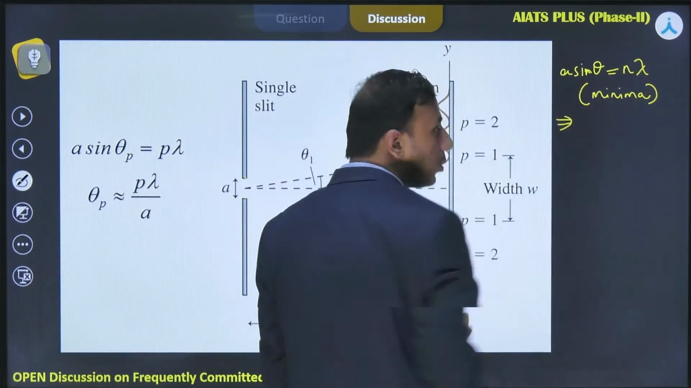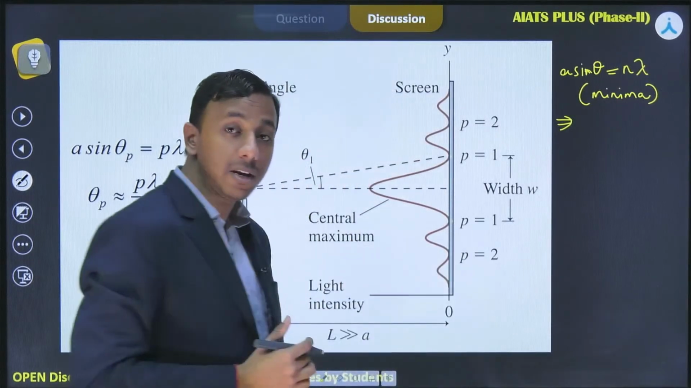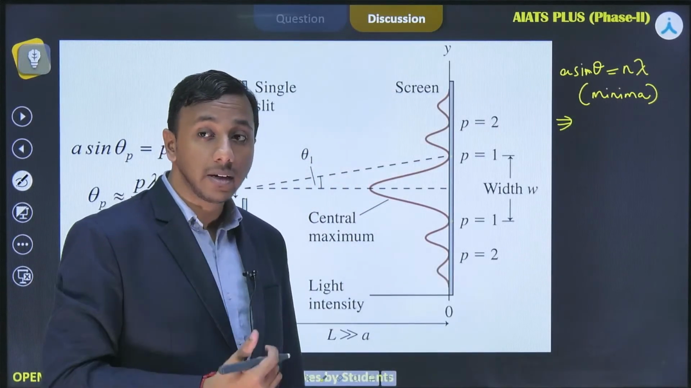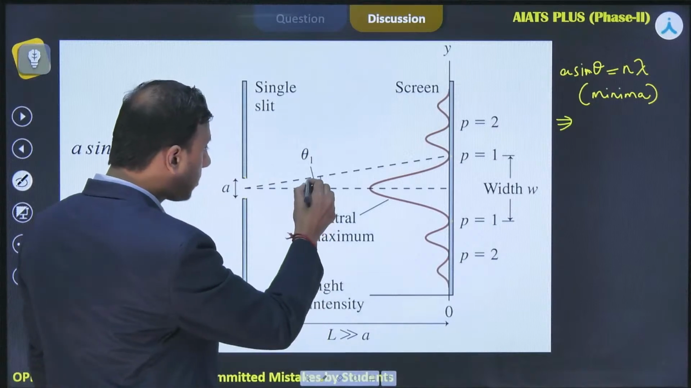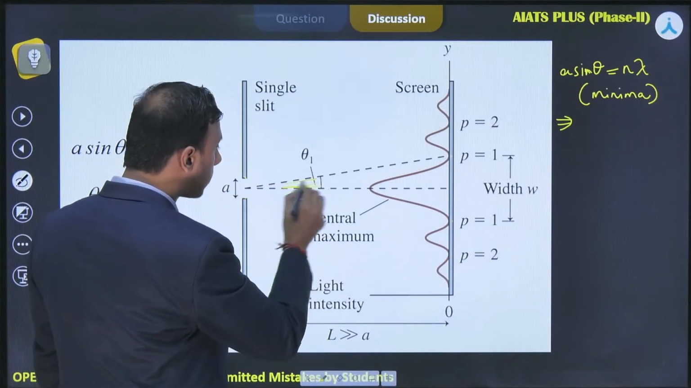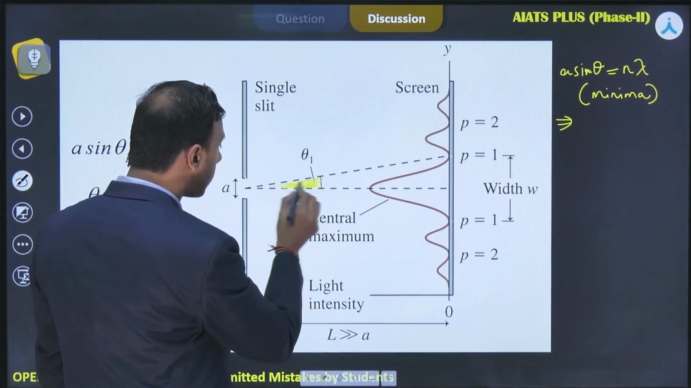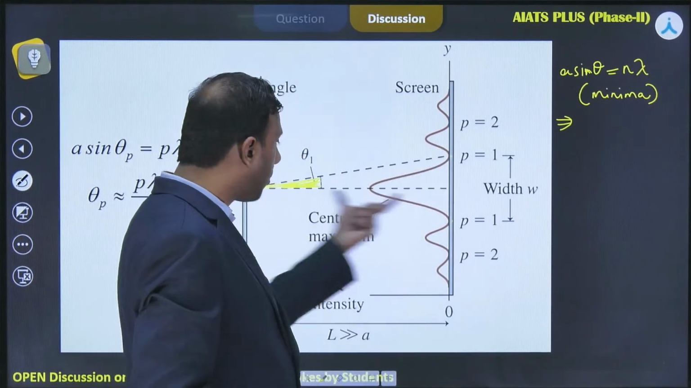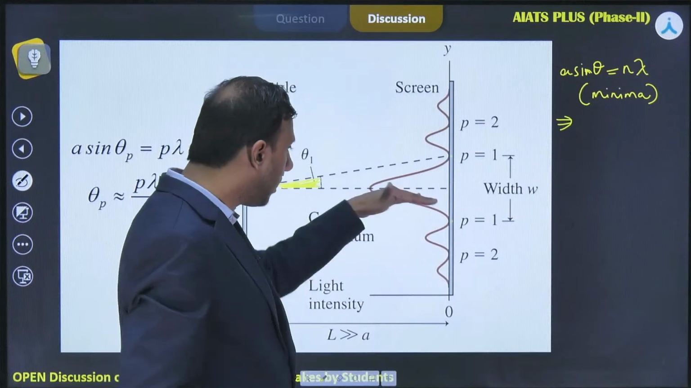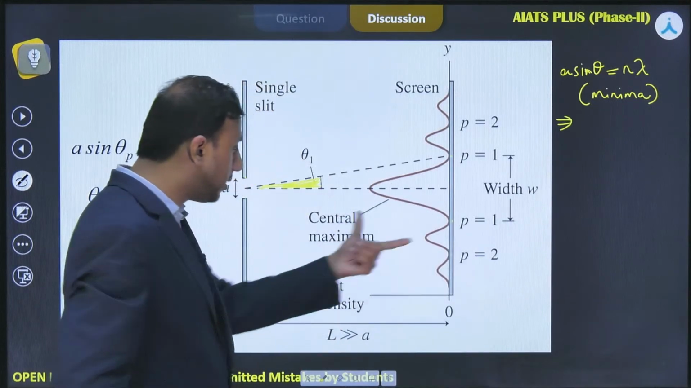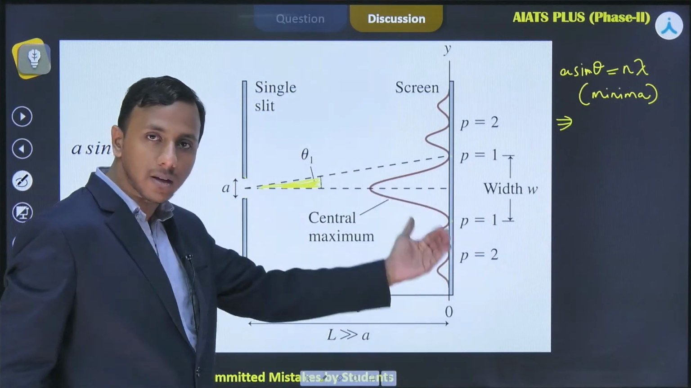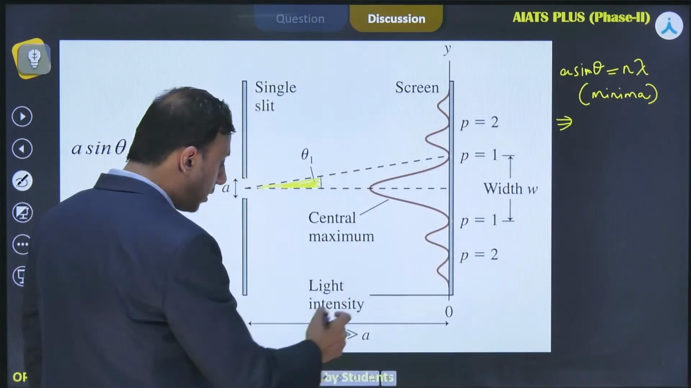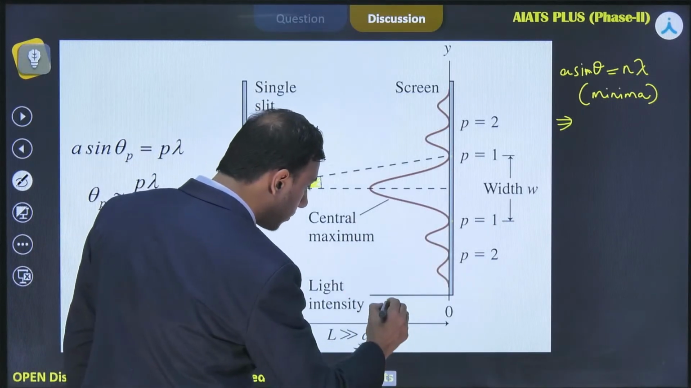A sin theta equal to lambda, and remember this theta is very small. Why am I saying this theta is very small? Because see, this is the theta, isn't it? Tan theta would be what? This distance upon this horizontal distance, and the horizontal distance is the distance between the slits and the screen, right? This we usually denote by the symbol capital D, right?